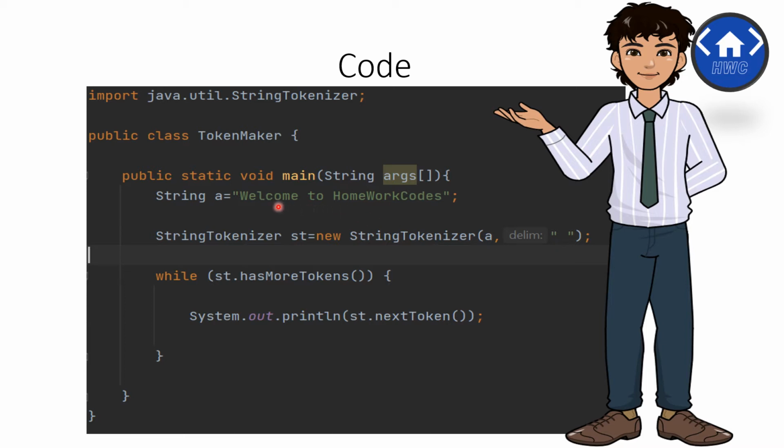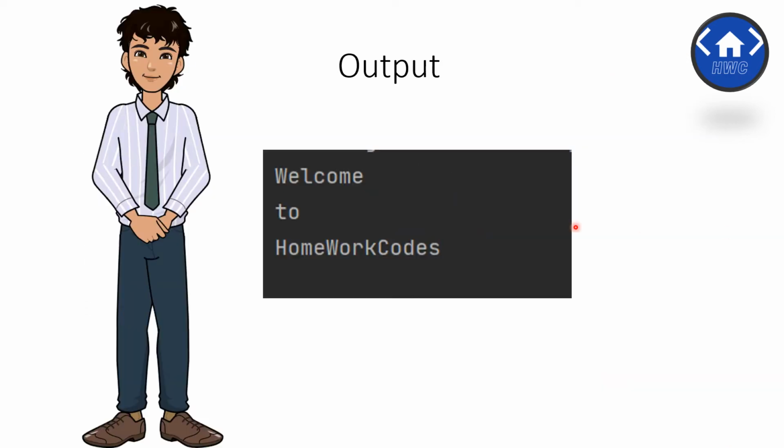So here "welcome" will be considered as a token, "to" will be considered as a token, and "homework codes" will be considered as a token, and those will be printed here. So this is the output: welcome as a token, to as a token, and homework codes as a token.